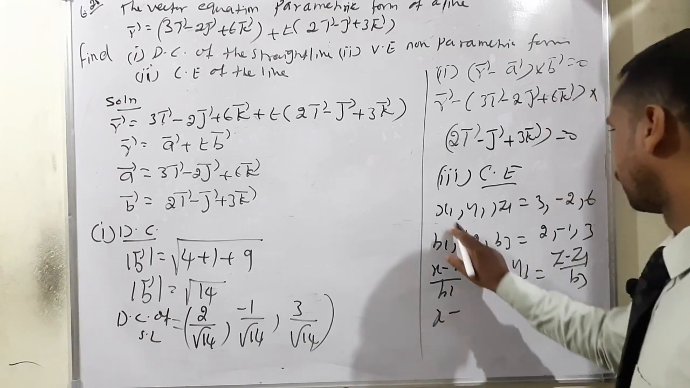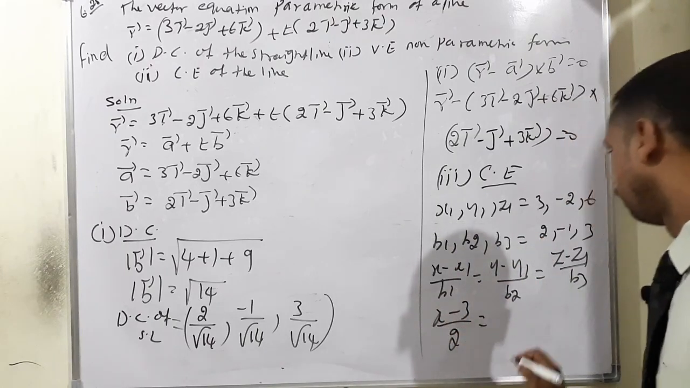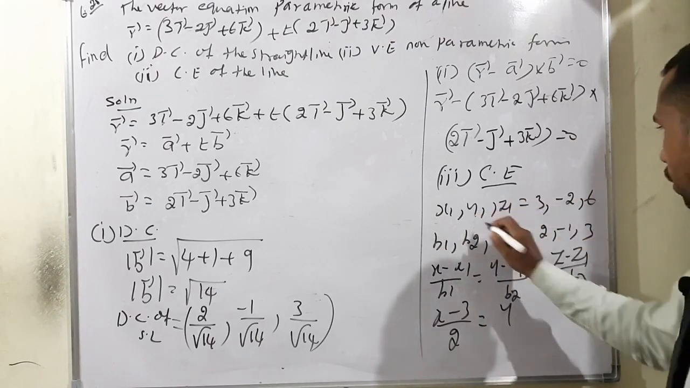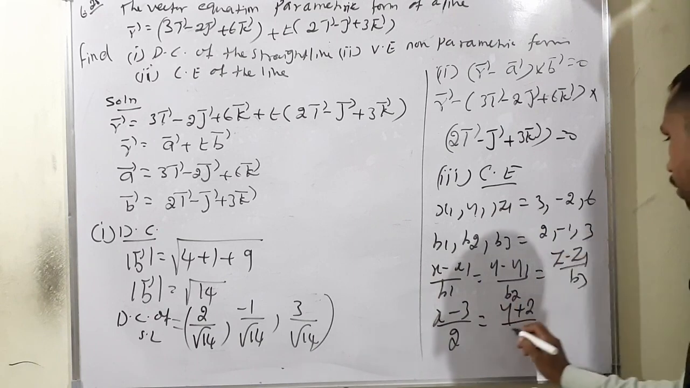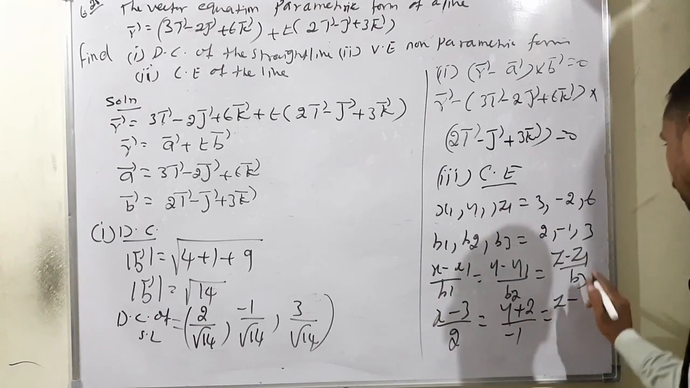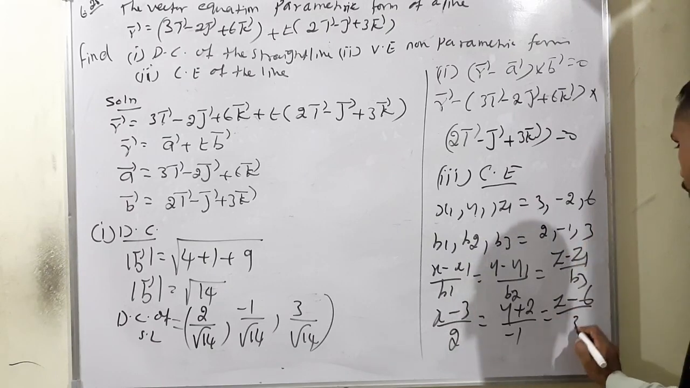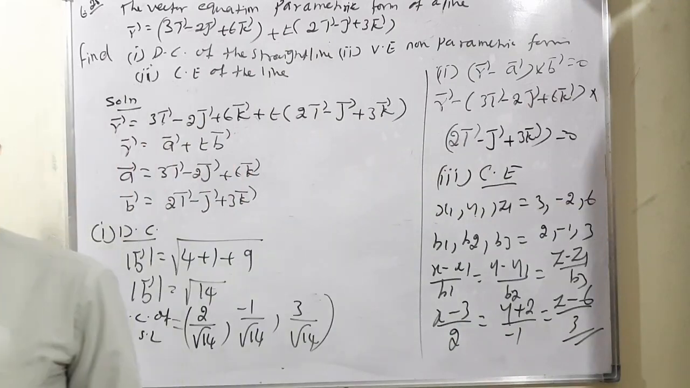Therefore, x minus x1 is equal to x minus 3, divided by b1 which is 2. Then y1 also has a minus sign, so we can write it as positive 2, divided by b2 which is minus 1. The last one, z minus z1 is equal to 6, divided by b3 which is 3. This is the answer for the Cartesian equation. Okay, I will continue with the next example.